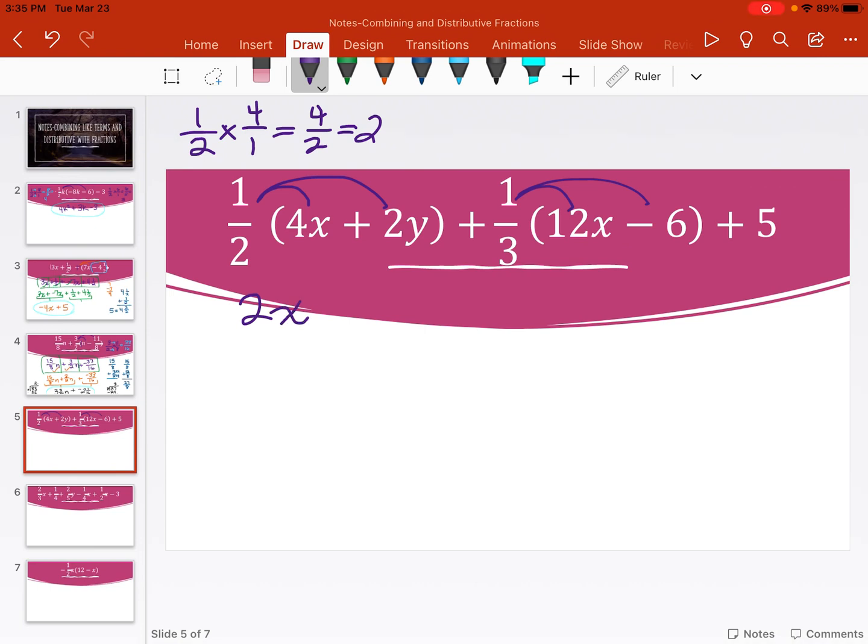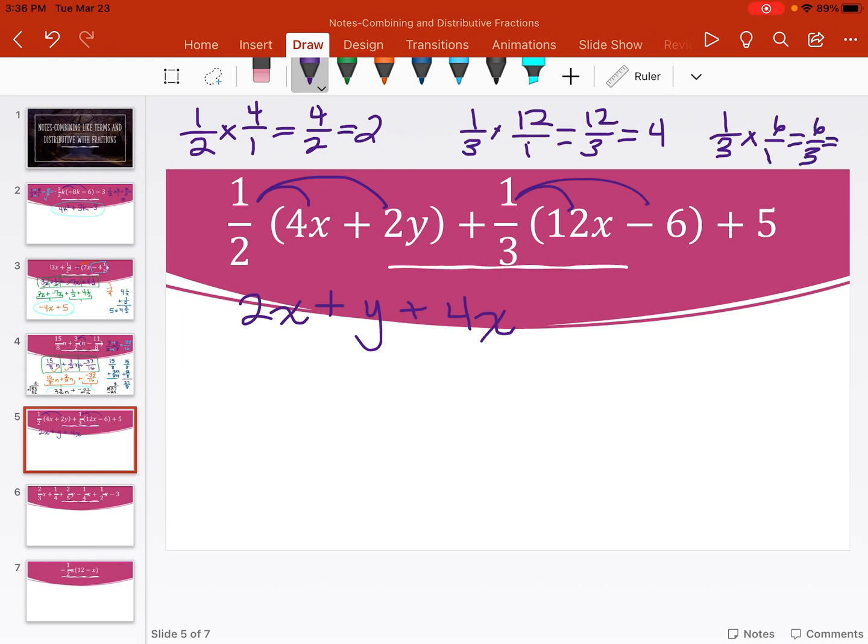So we have 2x plus 1/2 of 2 is 1, so plus 1y, plus, let's do this 1/3 times 12, so 1/3 times 12/1. That gives you 12/3, which simplifies to 4, so plus 4x. And then my 1/3 times negative 6, 1/3 times 6/1 is 6/3, which simplifies to 2. So positive times negative 6, so plus a negative 2. And don't forget to bring down your plus 5.